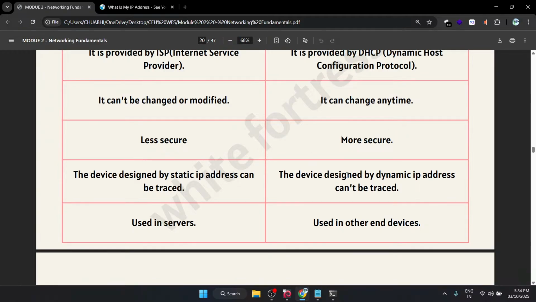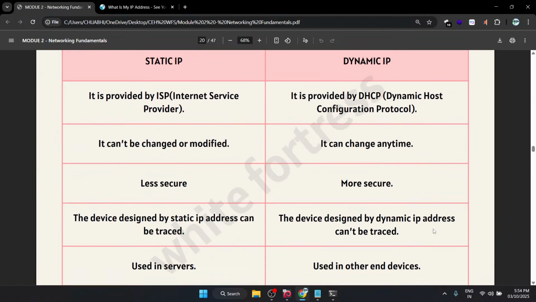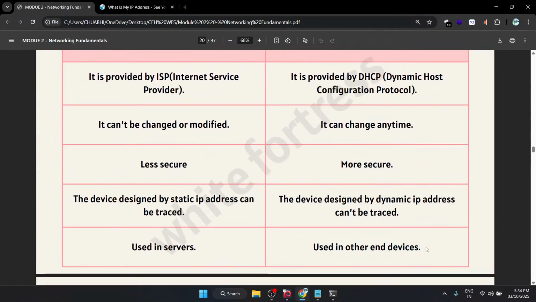The device assigned a dynamic IP address cannot be traced. Why can it not be traced? Because the IP can change anytime. And it is used in end devices. What are your end devices? Your laptop, your mobile phone.